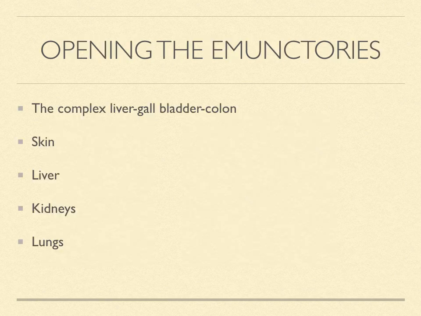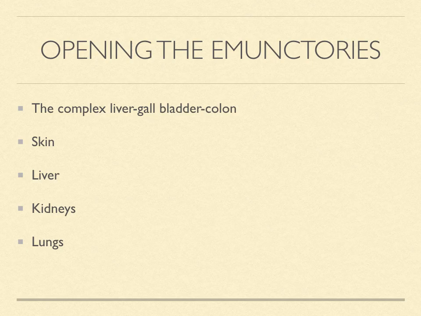So as I mentioned earlier, we have spoken extensively about the emunctories in a previous presentation. Just as a reminder, our main emunctories are the complex made up by the liver, gallbladder, and colon, the skin, kidneys, and lungs. These are our primary emunctories, although recall that certain organs are not specifically designed for elimination but can serve to help with elimination if our primary emunctories are clogged.